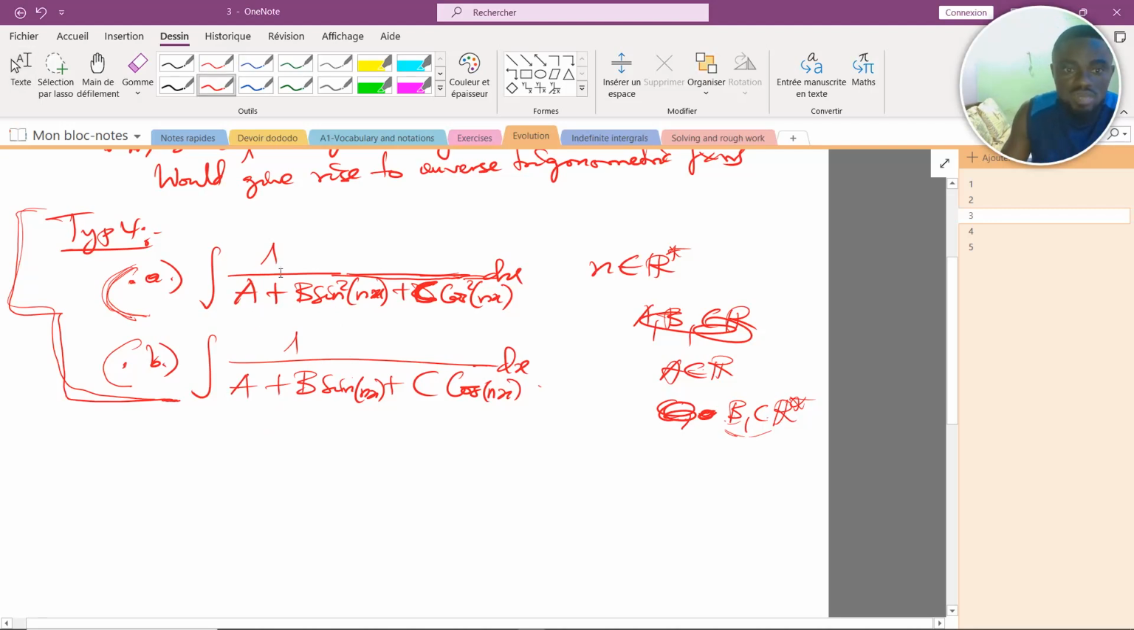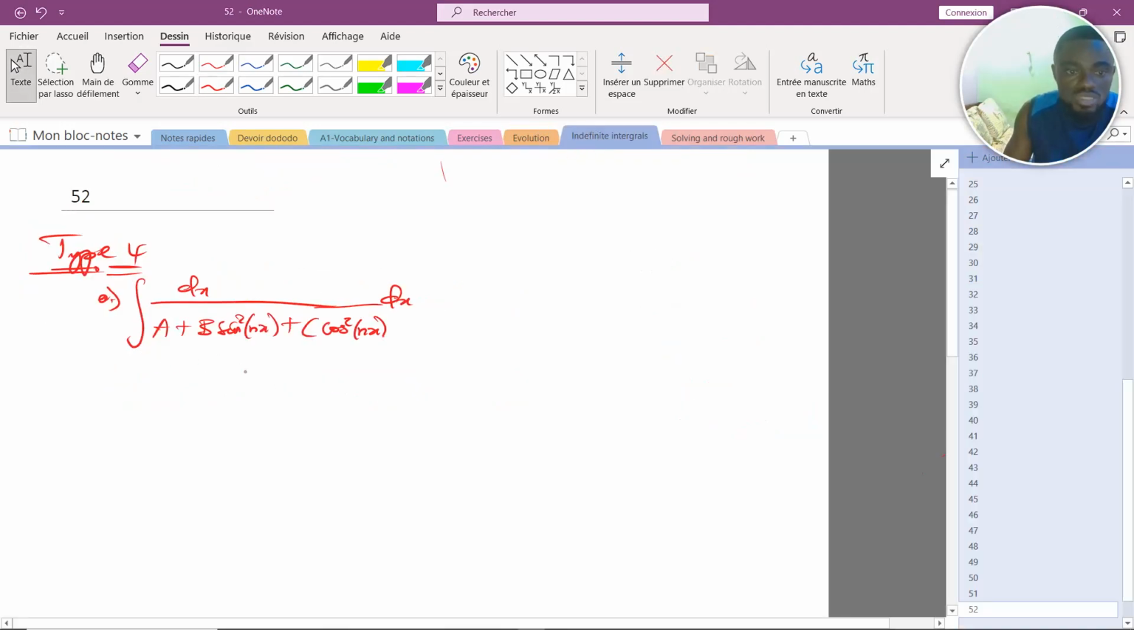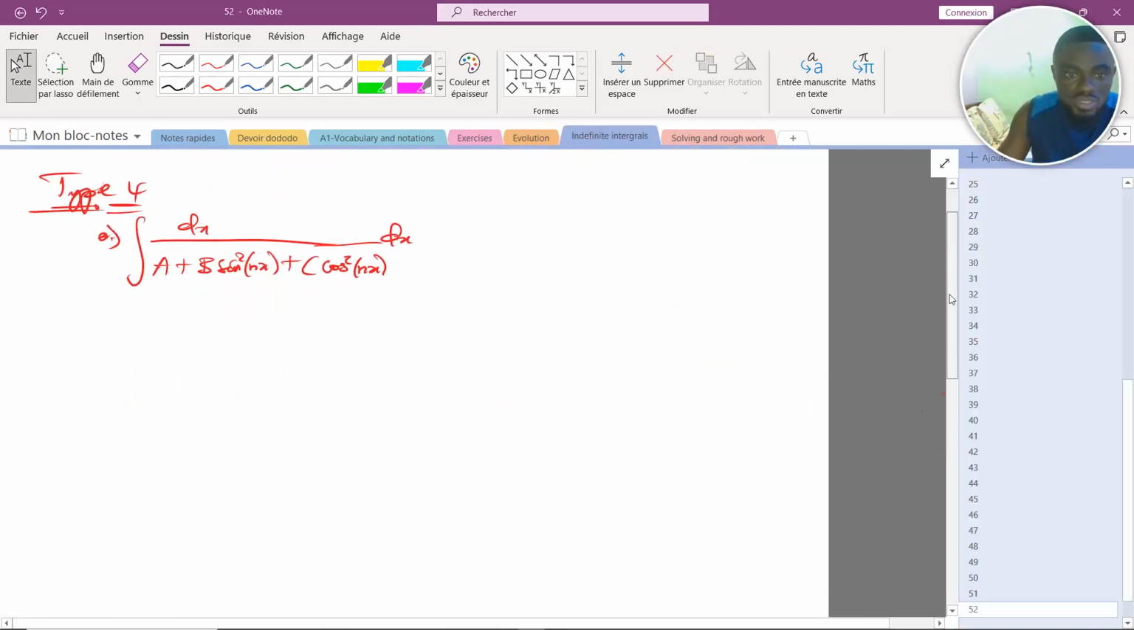Now, without wasting time, let's move to this first one of type 4. Okay, we are to integrate this. How do we integrate this? To integrate this, just follow these steps I'm going to give you. The first one, step 1. Let me give you types of integrals that resemble this.